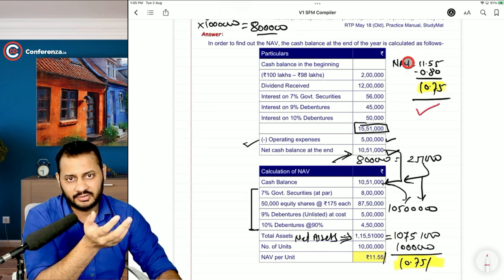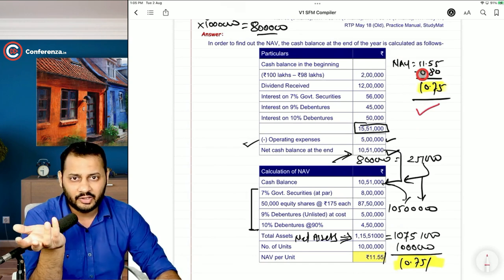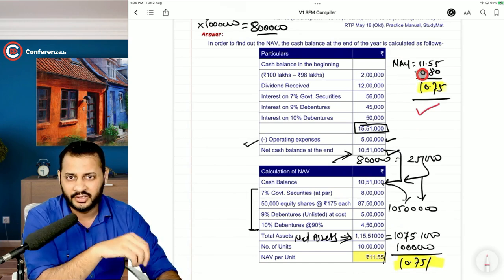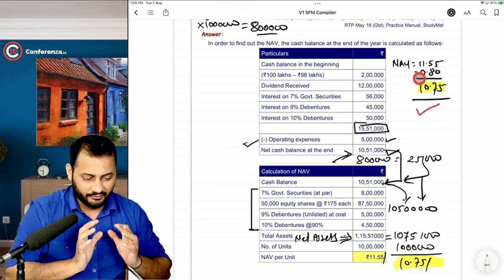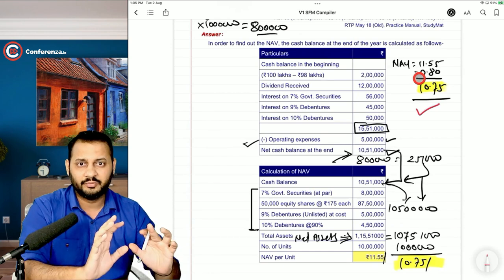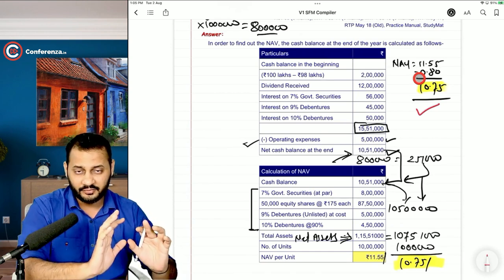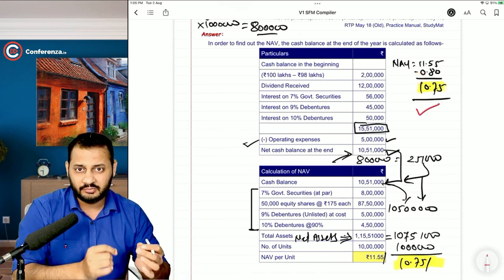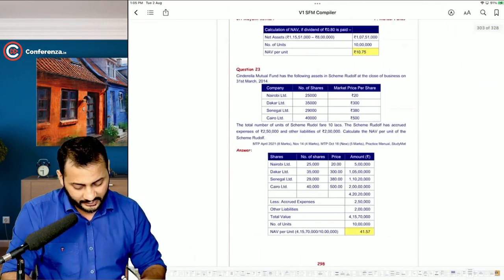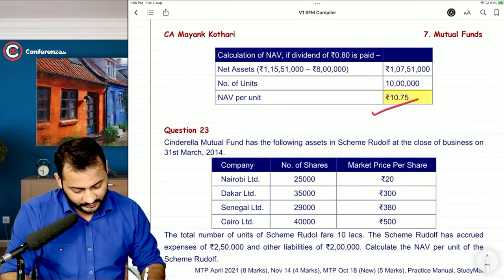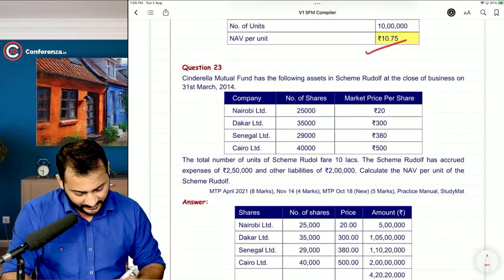And the shortcut is this. As you had already calculated, 11.55 was the per unit NAV. 0.80 was also distributed per unit. So if anything is going out of the mutual fund on a per unit basis, with that much of the amount, NAV will get reduced. So that's the closing NAV, right? 10.75.